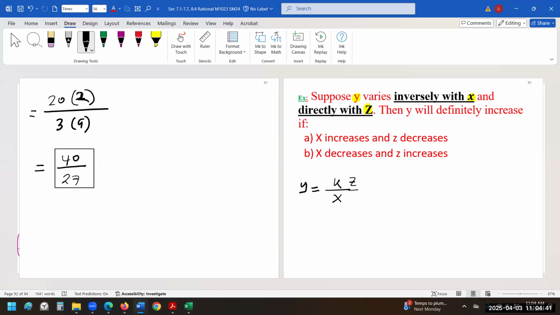And they want definitely y to go up. We want to increase our y. So if you definitely want your y to be going up, then how must x and z change?